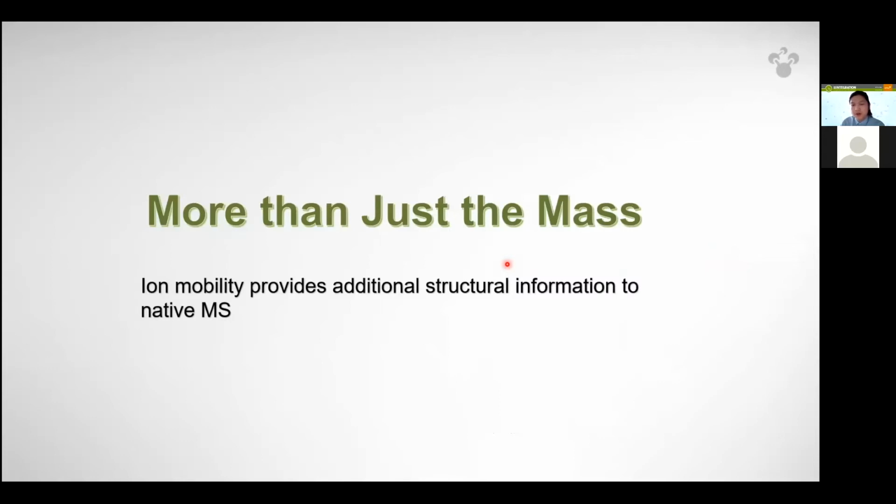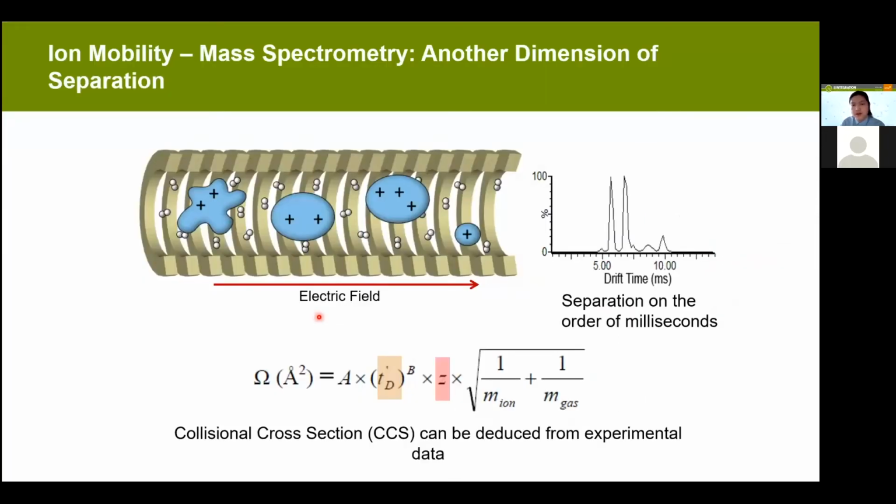If you remember Varun's talk this morning, there's also the ion mobility dimension we can add to native mass spectrometry analysis. He did a nice introduction this morning, so I'm just going to quickly summarize it. Ion mobility is orthogonal to mass spectrometry, and it's a gas phase separation technique that is analogous to electrophoresis.